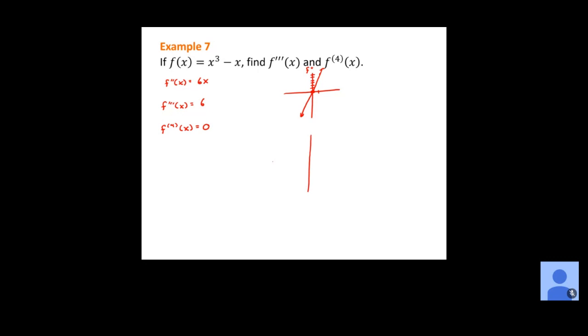Then if we were to sketch the graph of the third derivative, f triple prime, now we just have a horizontal line at 6. So we have a constant function there, and that slope is always going to be 0. Therefore, the fourth derivative would be 0 in this case.